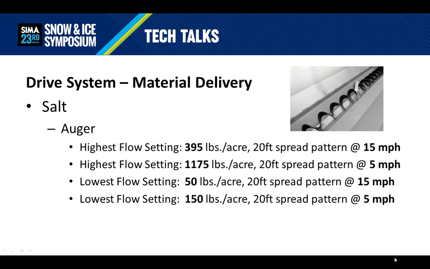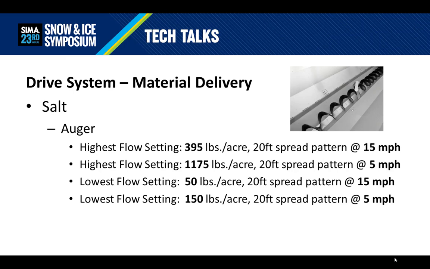What it boils down to is this. If bulk salt is the main material to be used, then an auger system is well matched for the feeds and speeds needed to meet industry best practices. I've listed an example here of the SnowEx Helix 0.7 cubic yard spreader to give you an idea of how it works. Holding the spread width constant and turning the auger up to full speed, you can apply 395 pounds per acre if traveling at 15 miles per hour. By slowing the speed of the vehicle down to 5 miles per hour, you're now putting out 1,175 pounds per acre.